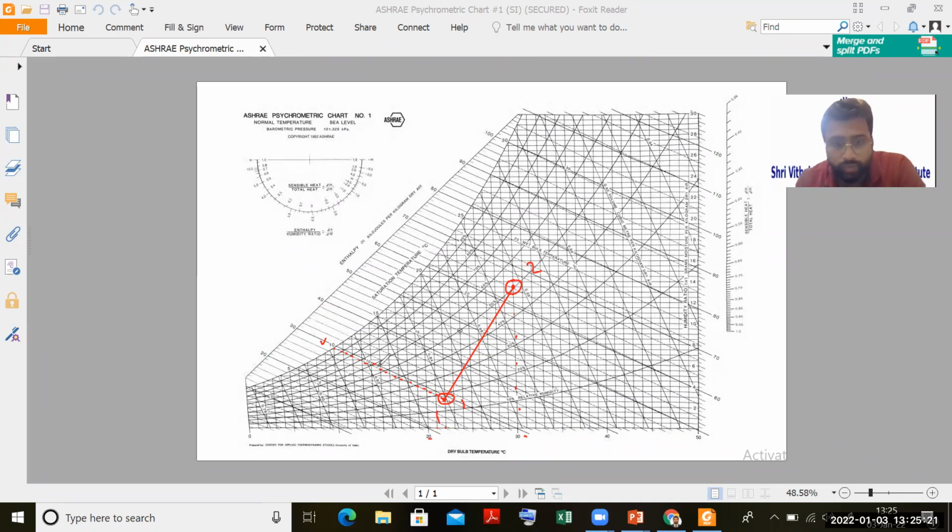Okay. So initially, let us see enthalpy at 0.1. So I have to extend this to the enthalpy scale, and somewhere here. So this will be 29 kilojoule per kg. At 0.2, again, I have to extend this line. So this will come here. This comes out to be 60, 62, 64. This will be 65.